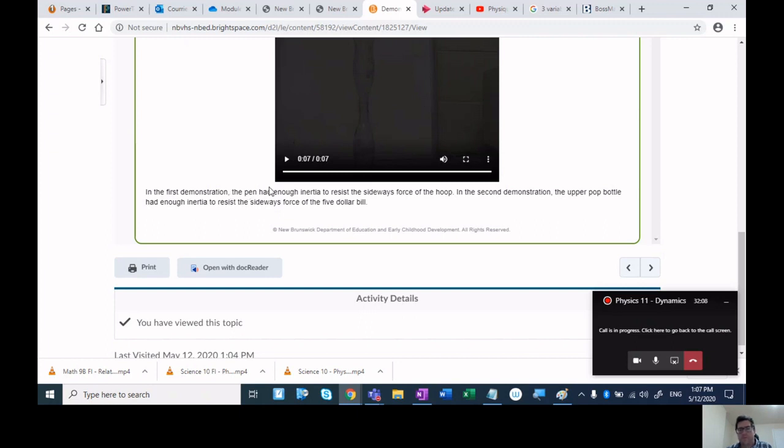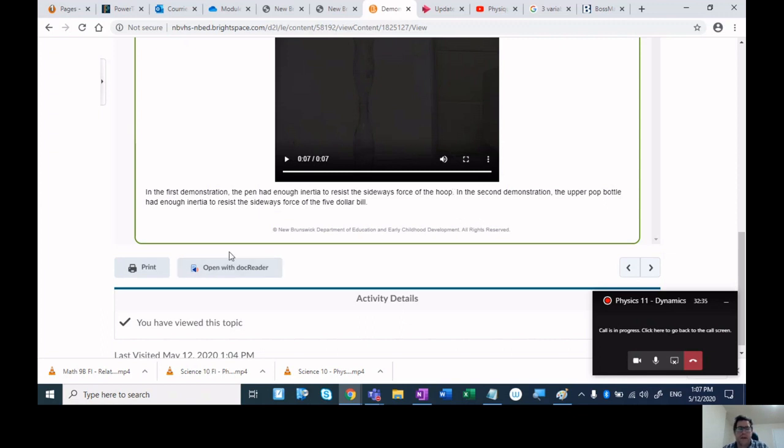In the first demonstration, the pen had enough inertia to resist the sideways force of the hoop. Right. So the pen didn't fly off with the hoop because it had inertia by being there. The hoop could not move the pen. It didn't have enough force on the pen to move it. And the pen decided to go down.